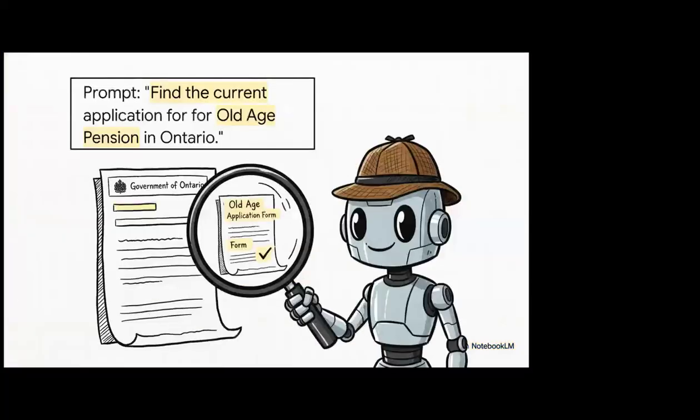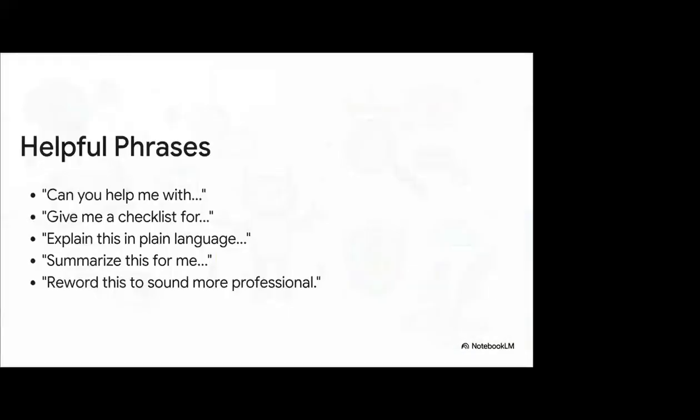Or here's another great one. A prompt like this basically turns your AI into an expert researcher. It saves you the headache of trying to navigate some complex website just to find the right, up-to-date form. It's all about working smarter, not harder. And hey, if you're ever stuck and just staring at a blank screen, here are some magic phrases to get you started. "Explain this in plain language" is a personal favorite of mine. It's like having a universal translator for jargon.